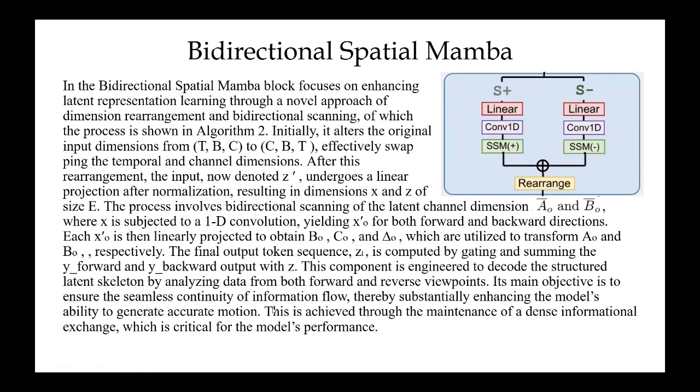Now its main objective is to ensure seamless, continuous information flow, thereby substantially enhancing the model's ability to generate accurate motion. Like we are doing both forward and backward, so that we know how each pixel is dependent on the others more effectively. Now this is achieved through the maintenance of a dense information exchange, which is critical for the model's performance.